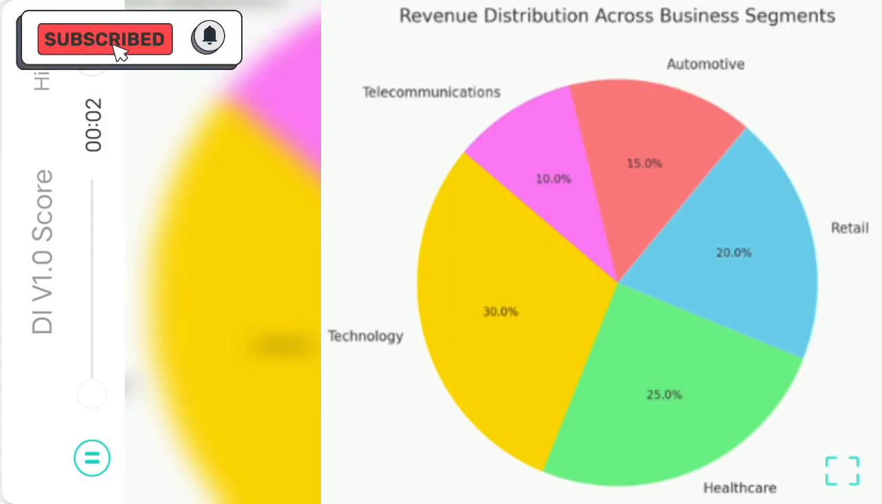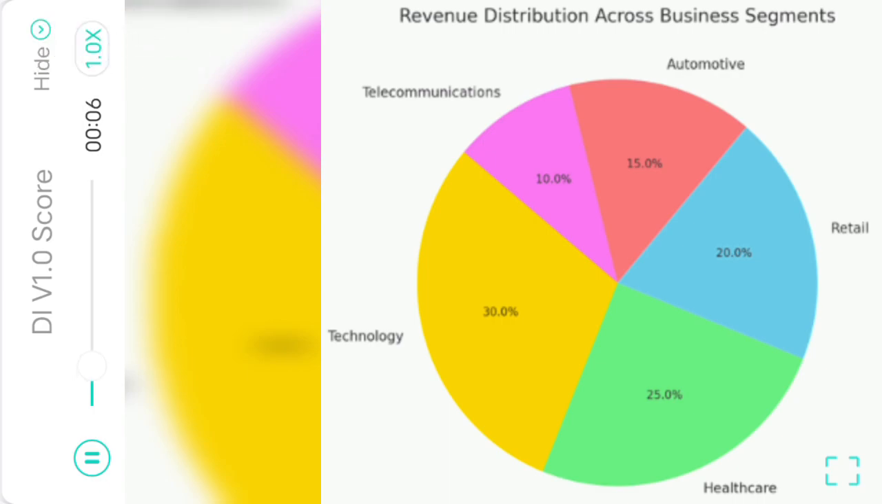The following image provides information about revenue distribution across business segments. This is a beautiful image and I have only 40 seconds to speak about it.